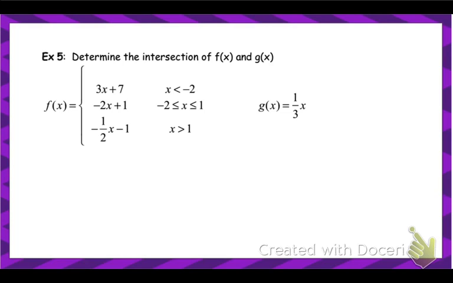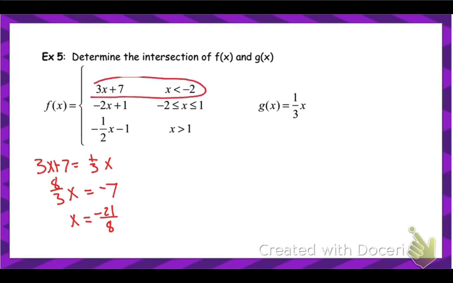If the line 1/3 x intersects with 3x plus 7, we know they do, we just need to find out where. So 3x plus 7 is equal to 1/3 x. Let's go ahead and solve this out. That's going to give me 8/3 x is equal to negative 7. So x is going to equal negative 21 over 8. So I know where those two lines are going to intersect. I need to consider now, is that intersection point in the domain of that graph? Well, negative 21 over 8 is less than negative 2, so yes, that one is true.